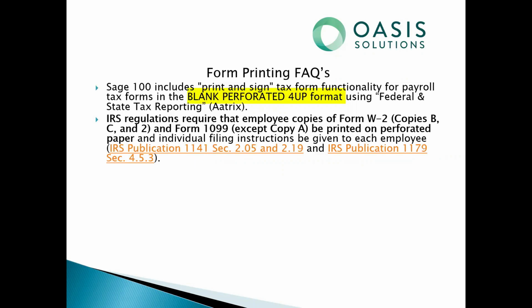I also wanted to point out that IRS regulations do require that employee copies of the W-2, that's copy B, C, and then 2 copies of the Form 2, as well as the recipient copy of the 1099, have to be printed on perforated paper. And so I've got the IRS publications listed there, but just pointing out that the IRS regulations do say that it has to be on perforated paper.